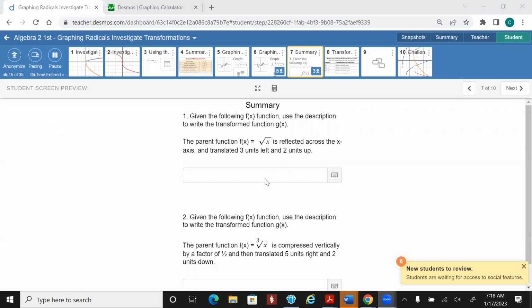On this one, it says the parent function, the square root of x, is reflected across the x-axis and translated 3 units left and 2 units up. So we're starting with the parent function, which is going to be the square root of x. They said that it's reflected across the x-axis. So what does that mean when we're creating an equation? There's going to be a negative chilling out front. Now they said 2 units up. So where is that going to be located?